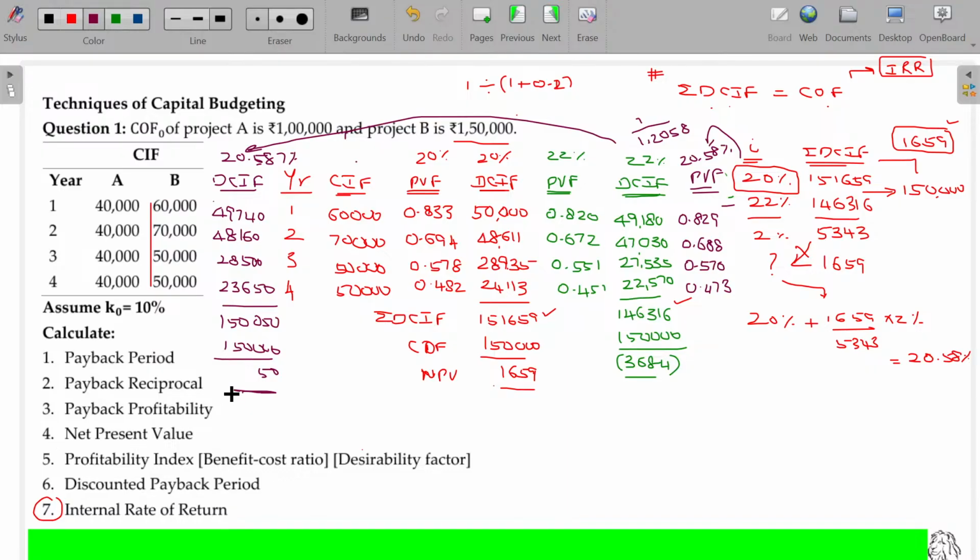Then you can calculate further, that's up to you. Rather than a 2% difference, if it is a 1% difference, more accurate results will be there. If you take 20% to 25% rather than 20 to 22, the accuracy is missing. Clear?